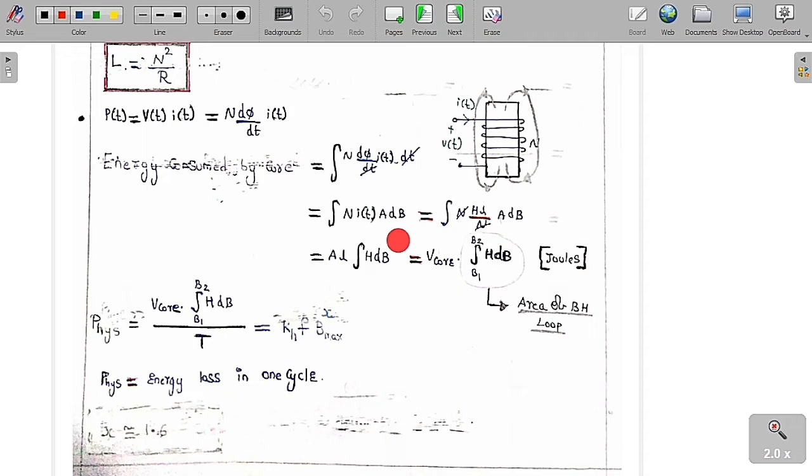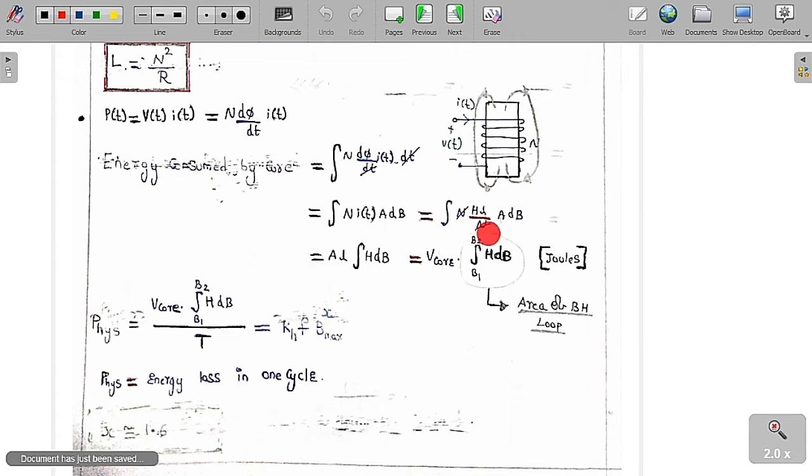Now, as I have already told you, H is equal to Ni by L. So HL is equal to N into I, so I is equal to HL by N. So N cancels, and we are going to get simply HL into A into dB.